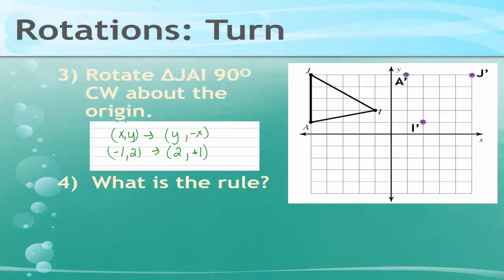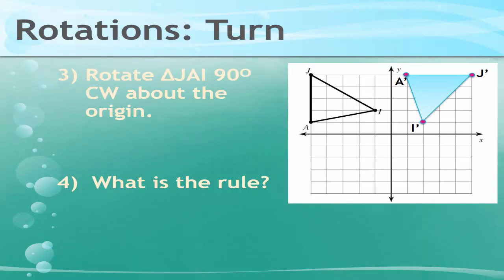If you apply the rule to each of the other remaining vertices, you'll get them in the associated locations as you see on the screen. Match your math with what you see on the screen. And you should end up with a 90-degree clockwise rotation around the origin.